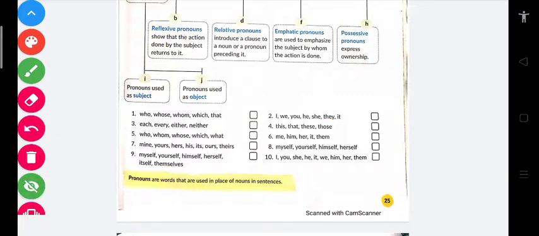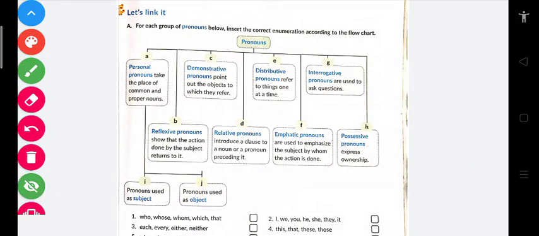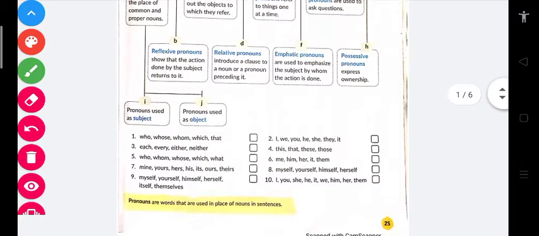Similarly, if I talk about point number 4, this, that, these, those are the group of demonstrative pronoun. Why? Because यहाँ पे denote करने की बात होती है. यहाँ पे like we have read it ना, point out the object which they refer, this object, that object. So that's why this, that, these, those are demonstrative pronouns.